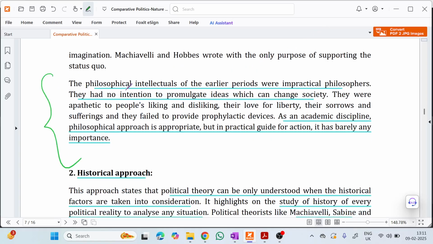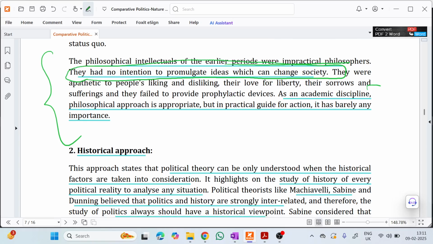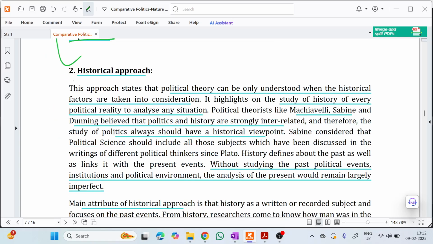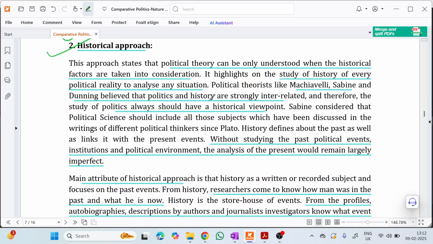Then the philosophical intellectuals of the earlier period were impractical philosophers, and even if they espoused those ideas, they had no intention to promulgate or to integrate those ideas to change society. So in one way, as an academic discipline, the philosophical approach is appropriate, but as a practical guide for action, it barely has any importance. Now let's have a look at the historical approach.